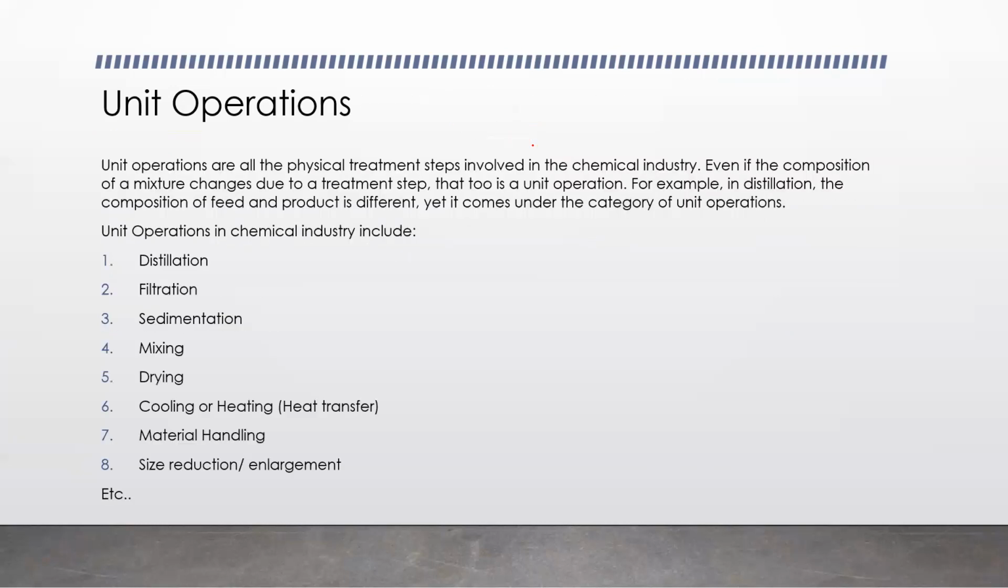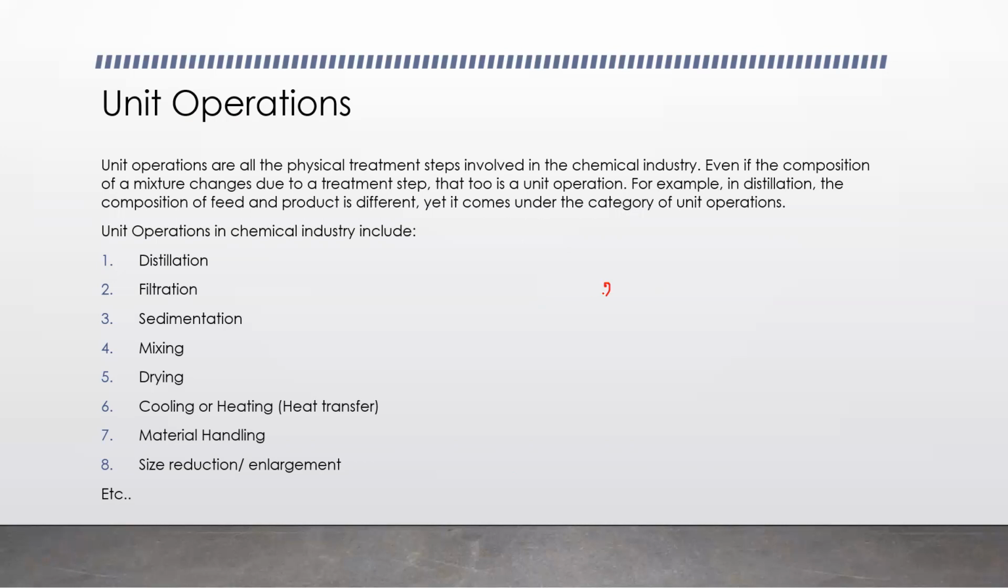Unit operations involve all the physical treatment steps in a chemical industry. Even if the composition of a mixture changes due to a treatment step, that too is a unit operation. People get mistaken that if a composition change takes place, it is a chemical change. No, it's not a chemical change.